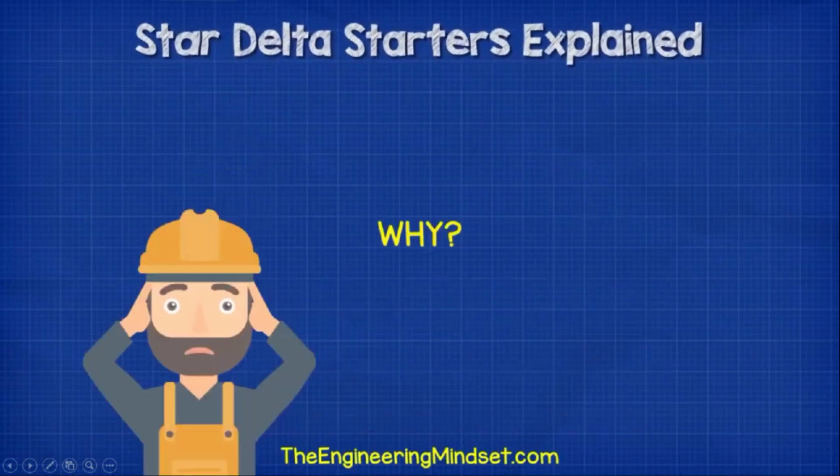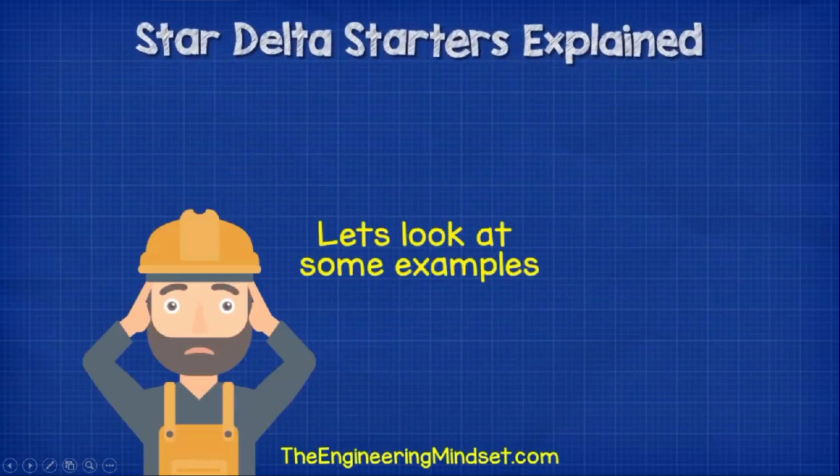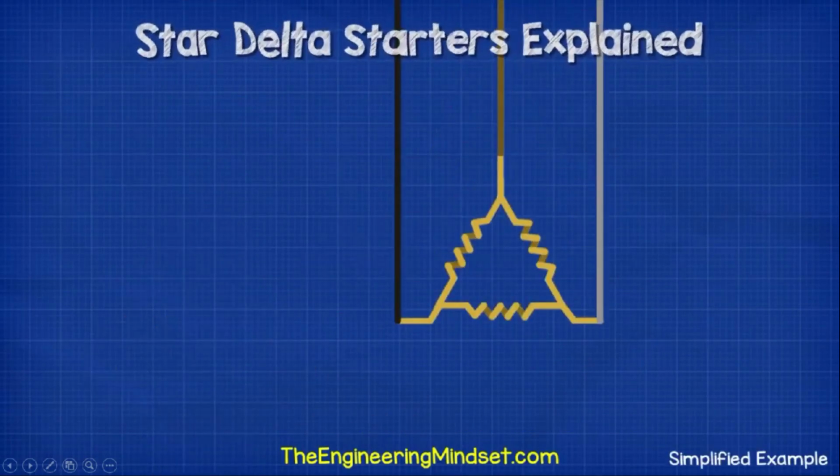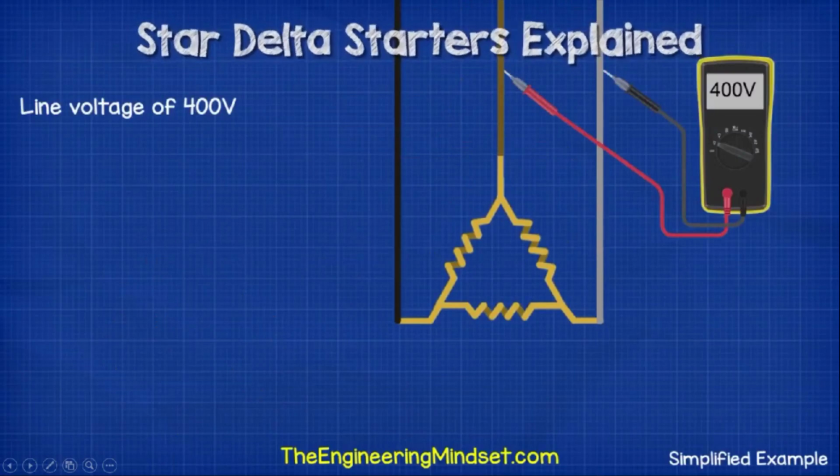So let's look at a simplified, basic example of what's happening here to understand it further. Now let's say we have the motor connected in delta with a typical European supply voltage of 400 volts. That means when we use a multimeter to measure the voltage between any 2 phases, we will get a reading of 400 volts. We call this our line-to-line voltage.